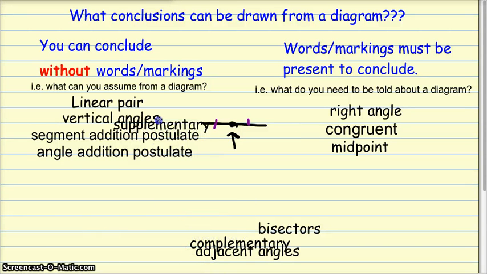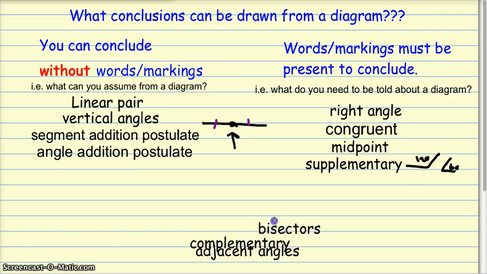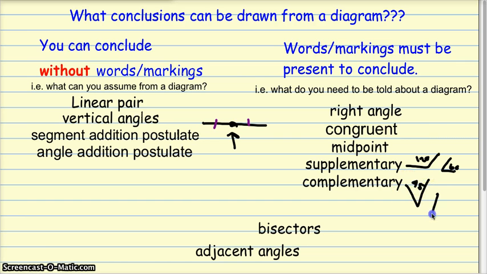Supplementary. While linear pairs may be able to be assumed, supplementary angles may not. And the reason why is because even though linear pairs are always supplementary, supplementary angles don't always have to be a linear pair. So I'd have to somehow tell you that my intent was to make these two angles supplementary. Otherwise, you wouldn't be able to assume it. Same goes for complementary. I'd have to tell you that if I were to draw two angles, that I want both of these to end up being complementary in some way, shape, or form.